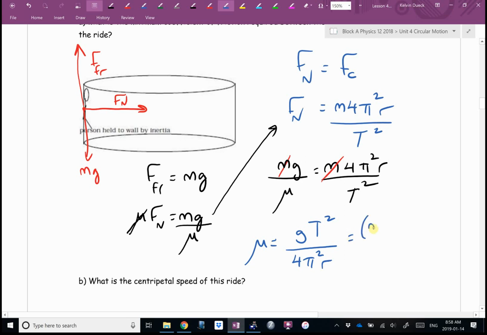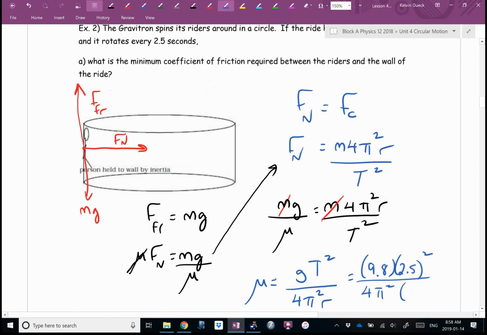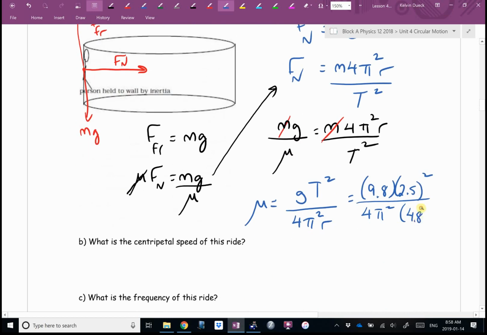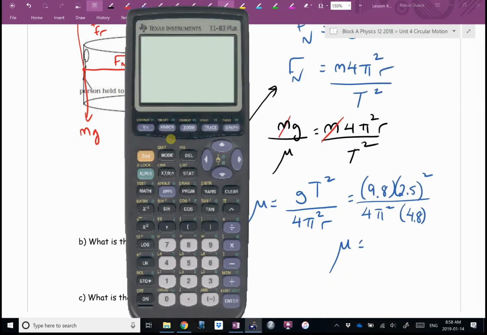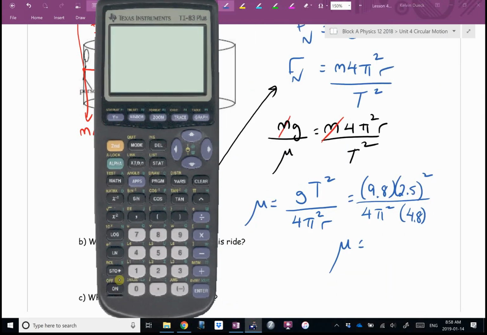So it's going to be 9.8. What was the period? 2.5 seconds. Don't forget the squared. All over 4 pi squared, and r was 4.8. What's mu? 9.8 times 2.5 squared divided by 4 pi squared times 4.8. You get 0.323.